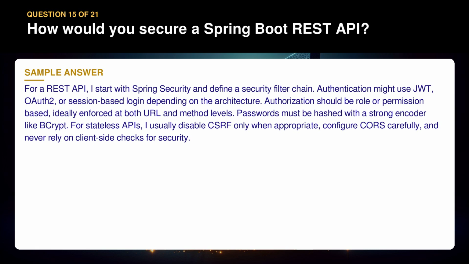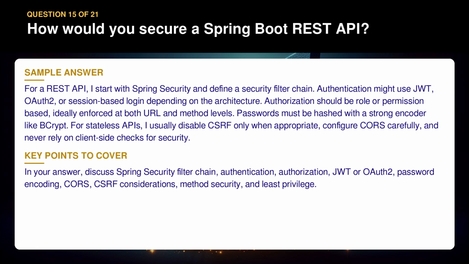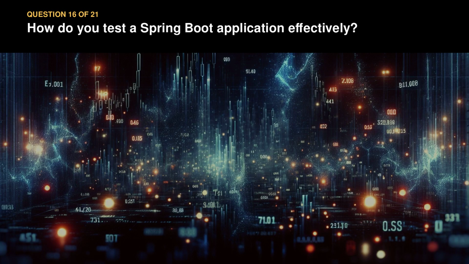Authentication might use JWT, OAuth2, or session-based login depending on the architecture. Authorization should be role or permission-based, ideally enforced at both URL and method levels. Passwords must be hashed with a strong encoder like bcrypt. For stateless APIs, I usually disable CSRF only when appropriate, configure CORS carefully, and never rely on client-side checks for security. In your answer, discuss Spring Security Filter Chain, authentication, authorization, JWT or OAuth2, password encoding, CORS, CSRF considerations, method security, and least privilege.